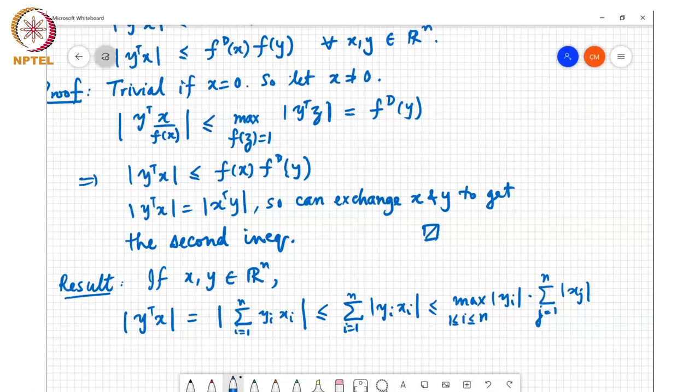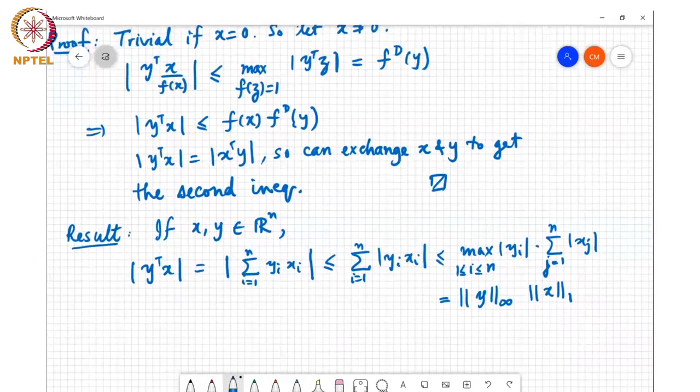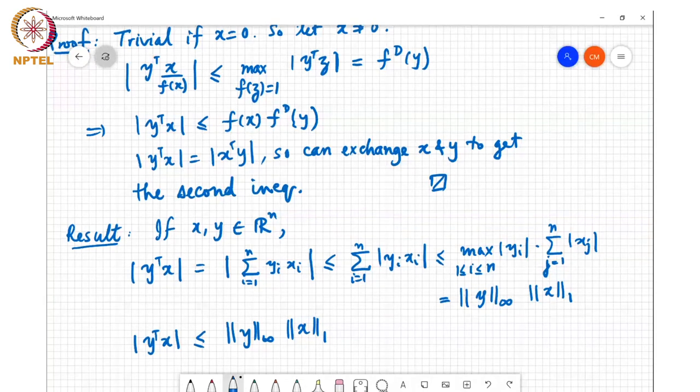And this is equal to, by definition, the max modulus entry of y, which is what we call the infinity norm, and the sum of the magnitudes of x is what we call the L1 norm. So what we have is that y transpose x is less than or equal to the infinity norm of y times the L1 norm of x. This is similar to the Cauchy-Schwarz inequality. There, the two norms being operated were the L2 norm and the L2 norm. Here I have the infinity norm and the L1 norm.